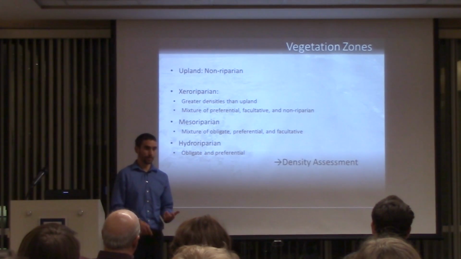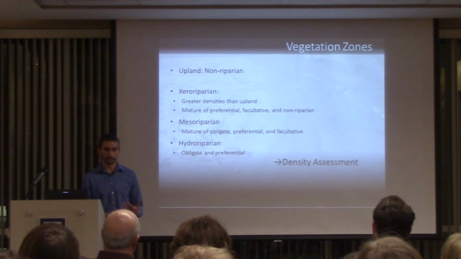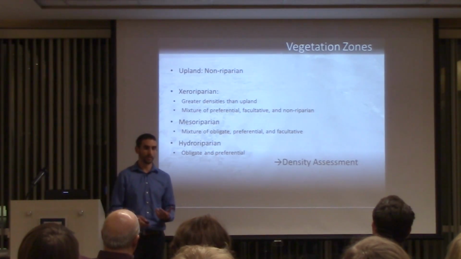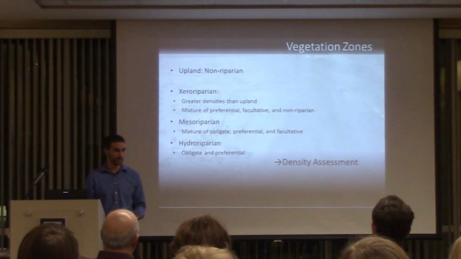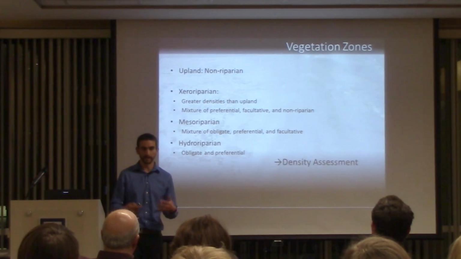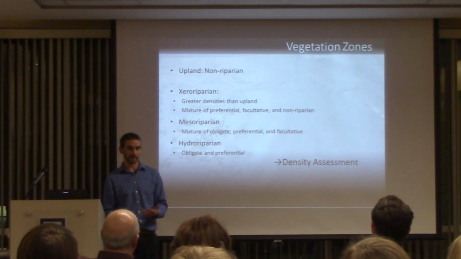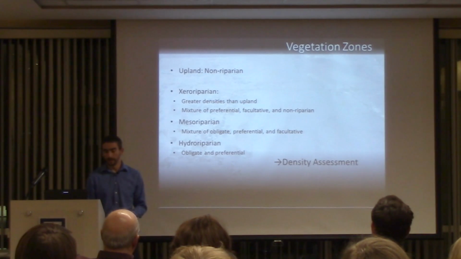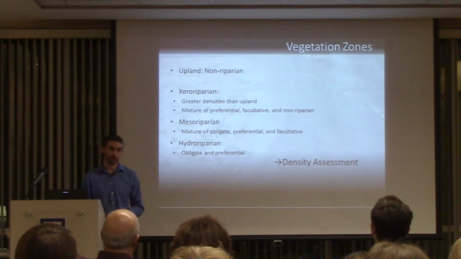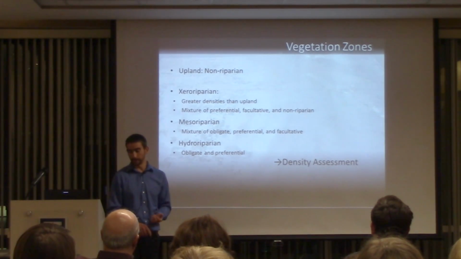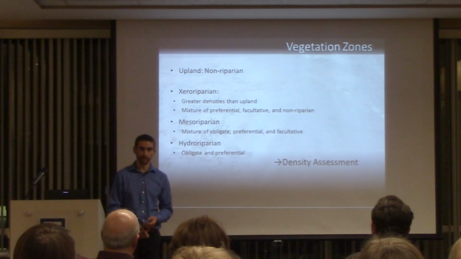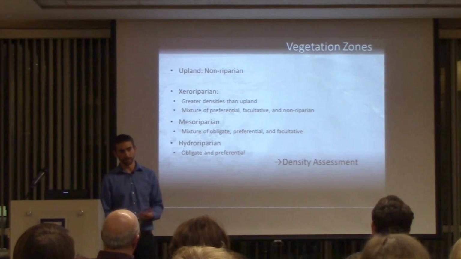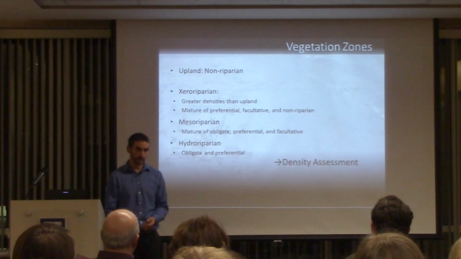And then I wanted to process the data that was in these valley bottoms to the riparian classes. 0 riparian is pretty much upland areas, except it's in greater densities than you would see in the upland areas. They're a mixture of preferential, facultative, and non-riparian plants. Mesoriparian is kind of the middle ground. It's a mixture of obligate, preferential, and facultative, and then the hydroriparian is basically obligate and preferential, which is where you'd see cottonwoods and stuff like that.